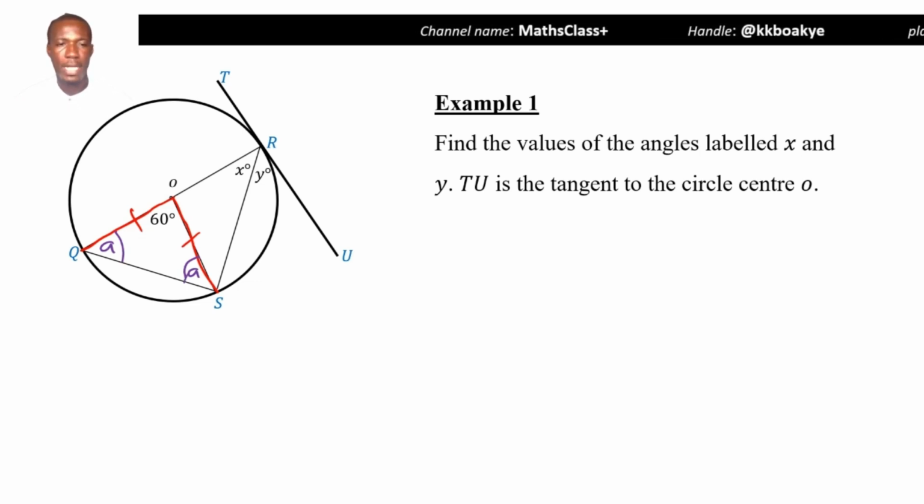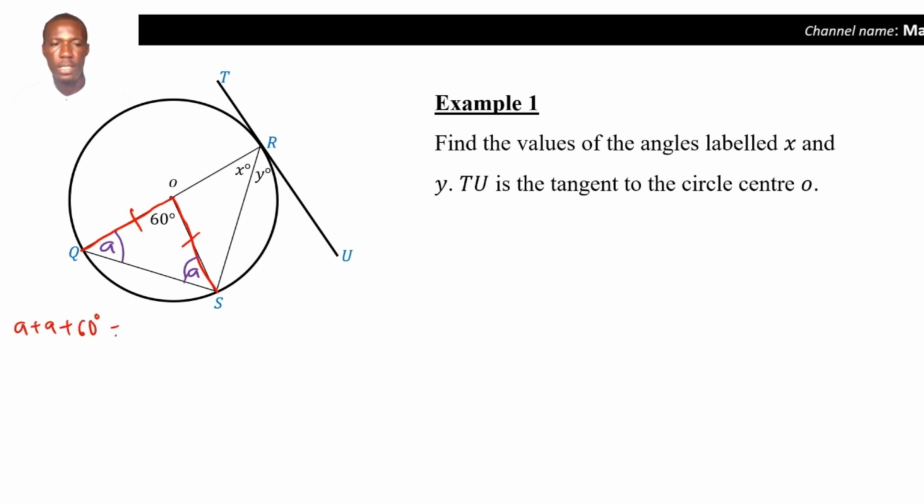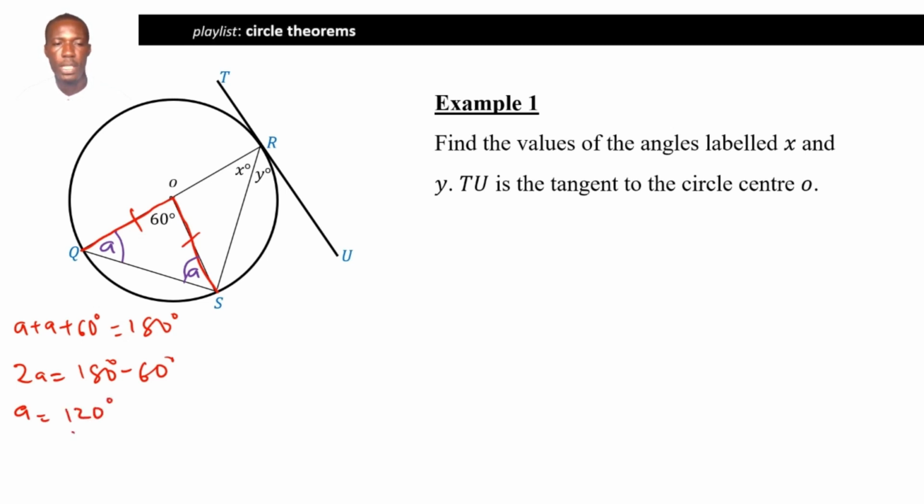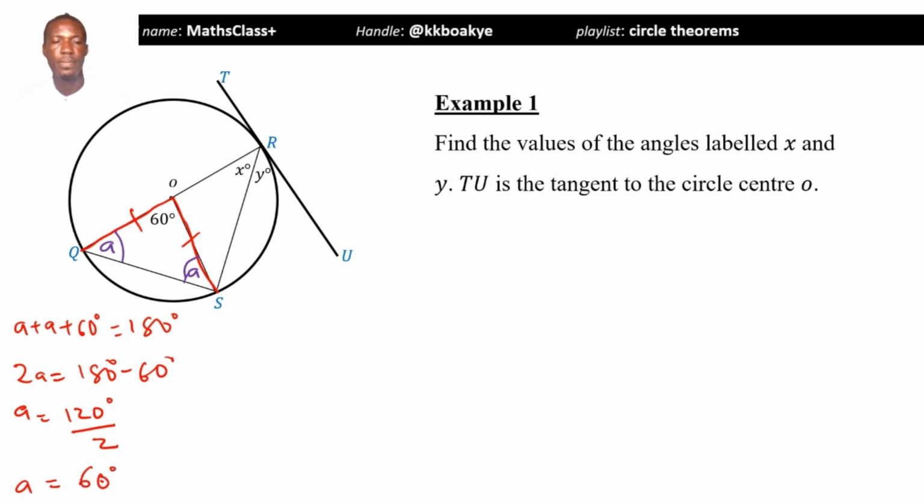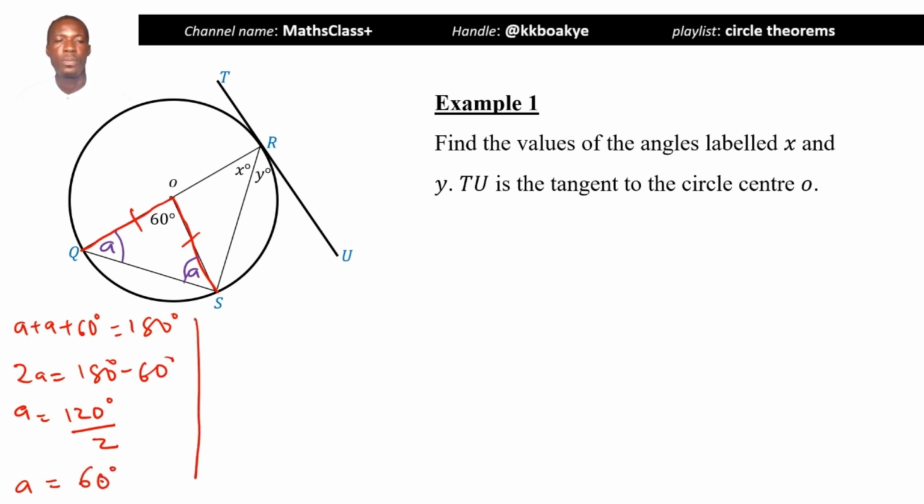Good. Now let's find the value of A using the idea that angles in a triangle sum up to 180 degrees. So A plus 60 degrees is equal to 180 degrees. 2A will be equal to 180 degrees minus 60 degrees. So our A will be equal to 120 degrees divided by 2. Our A is equal to 60 degrees. We continue.